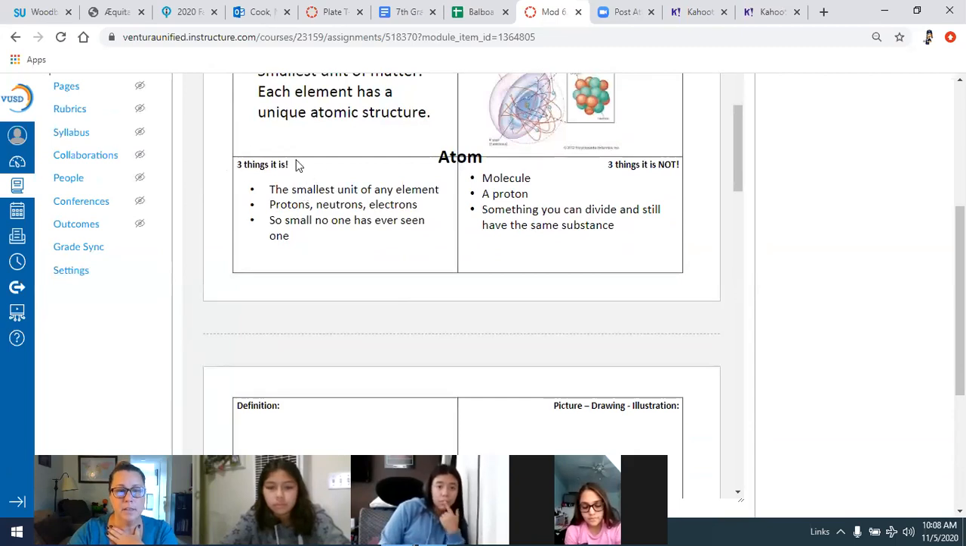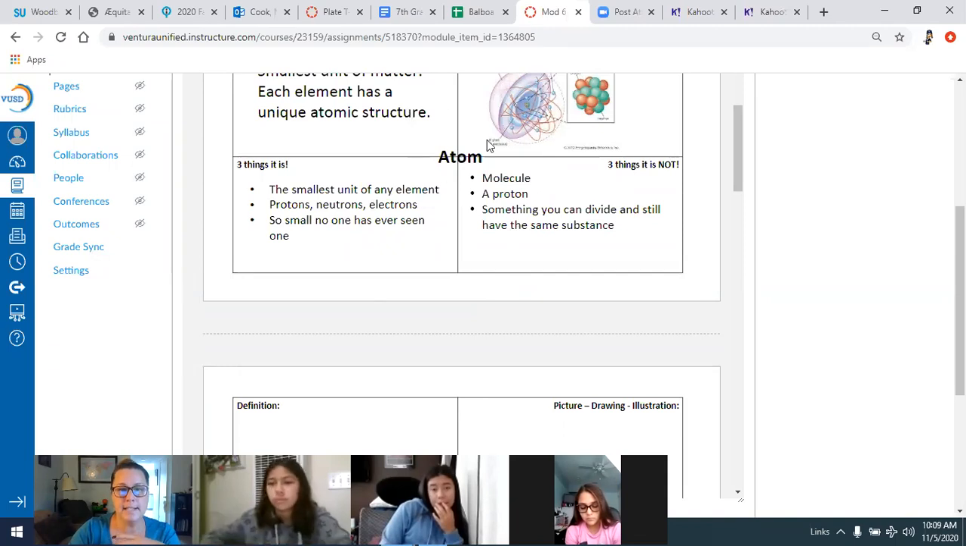You need to tell me 3 things that an atom is. So an atom is the smallest unit of any element. It's made up of protons, neutrons, and electrons, and you cannot see it with the naked eye, right? Then 3 things that an atom is not. An atom is not a molecule, it's not a proton, and it's not something that you can divide and still have the same substance, meaning that the atom is the smallest unit. If I divide it in half, I do not have the same atom, right? Atoms are the smallest unit of an element that you can have.